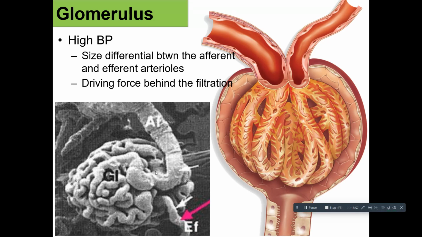If we look at our electron micrograph over here, so this is the real glomerulus here. Note the width of the afferent arteriole compared to the width of the efferent arteriole.